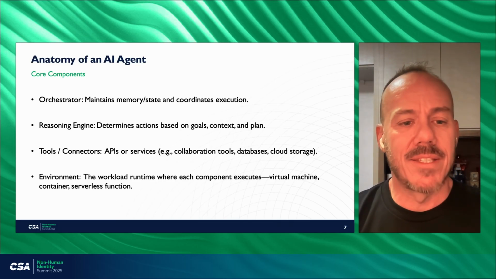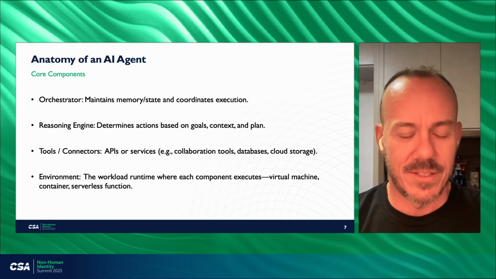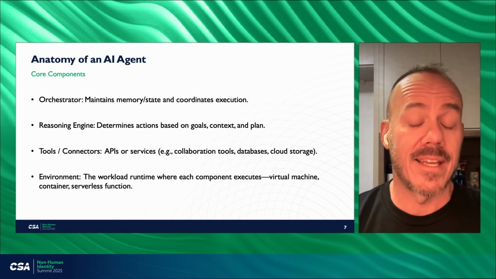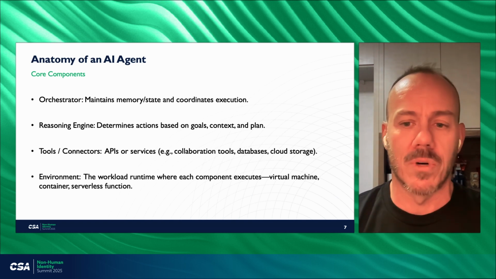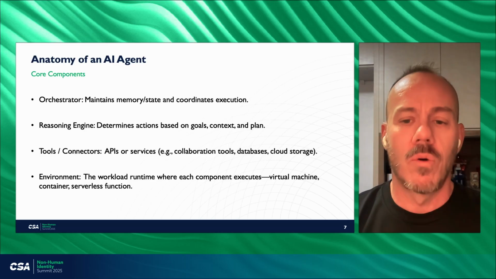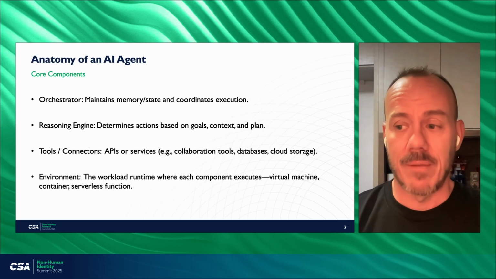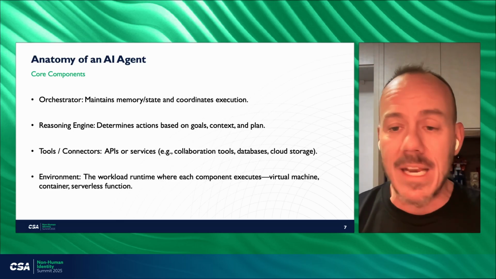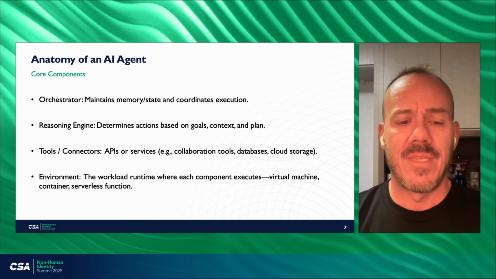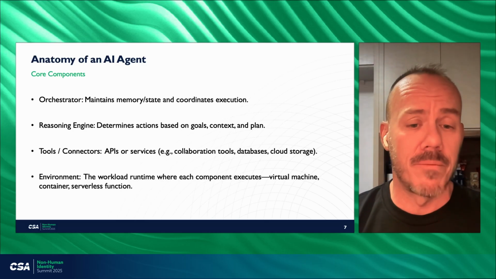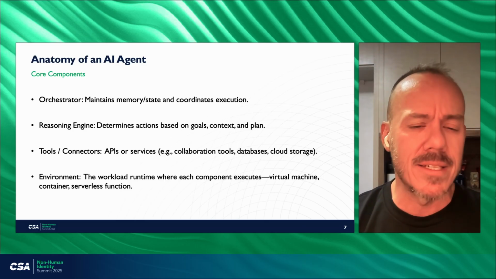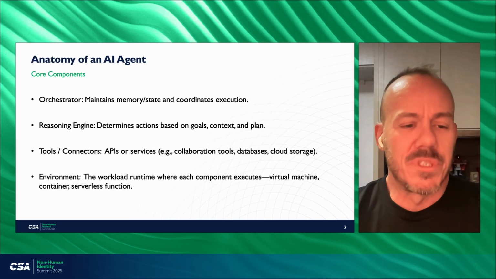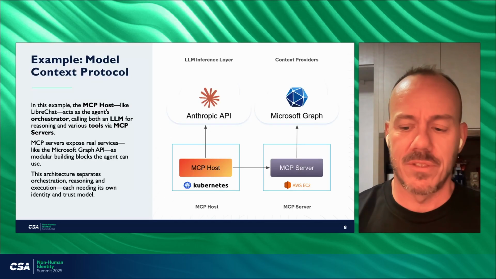The next part of an AI agent is tools or connectors. Tools are the APIs or services that AI agents connect to for context, for data, or to perform some action. Think about collaboration tools like Slack, Teams, etc. It could be databases, cloud storage. And then finally, we need to consider the environment in which these AI agents operate, the workload runtime where each component executes, like virtual machines, containers, or serverless functions.